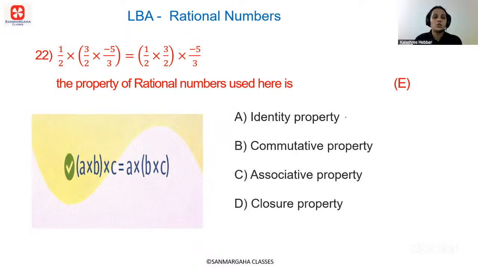Question number 22. 1 by 2 into 3 by 2 into minus 5 by 3 is equal to 1 by 2 into 3 by 2 into minus 5 by 3. The property of rational numbers used here is: A. Identity property, B. Commutative property, C. Associative property, D. Closure property. Okay, so identity property, let us take for the multiplication here.